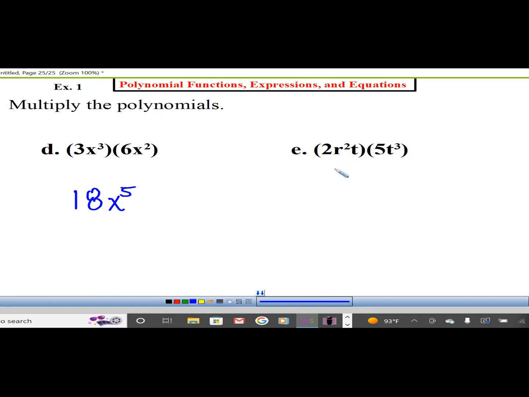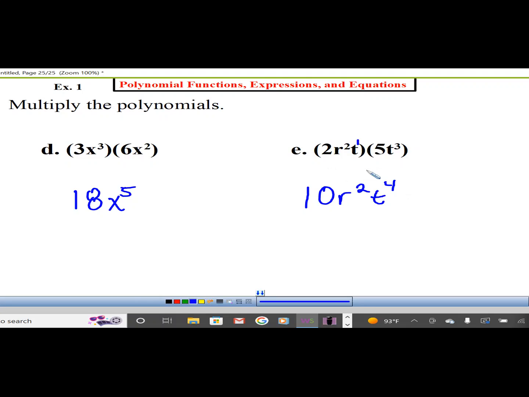How about E for this one? Juan, what'd you get for part E? 10 r to the 2nd power, t to the what? 4th power. Yes, because this is a 1 right there. Hands if you got that. All right. From 1 to 5, how comfortable are you with monomials times binomials? Yes, 5, 5, 5. Okay.